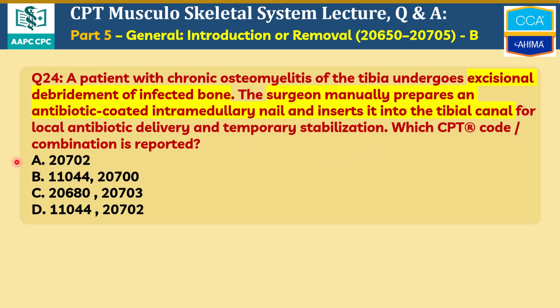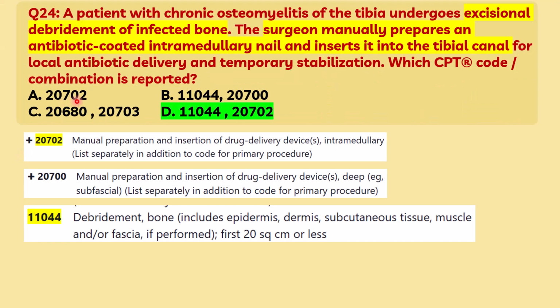So let's use the elimination method first to find the answer. Once you go to the code 20,702, it's an add-on code, that's what the plus indicates. It says manual preparation and insertion of drug delivery device, intramedullary. Within brackets it says list separately in addition to code for primary procedure. So it's an add-on code. So that is the case here. Surgeon manually prepares an antibiotic-coated intramedullary nail and inserts it into the tibial canal. So this is the add-on code.